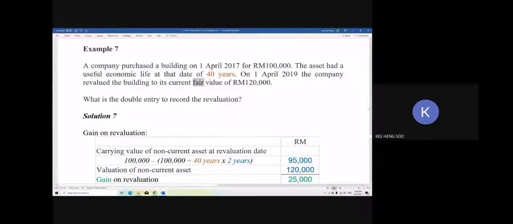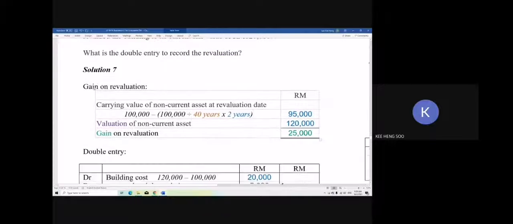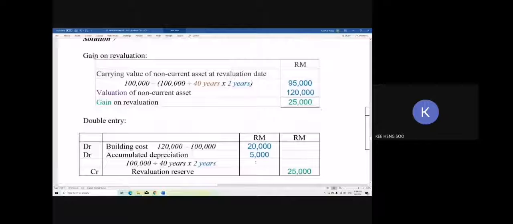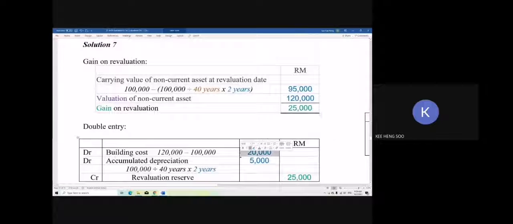This is the fair value, 120. So you get again 25,000. Listen here, there are two journal entries here. You debit the cost, credit revaluation reserve. Debit accumulated depreciation, credit revaluation reserve. That is the answer from the textbook.